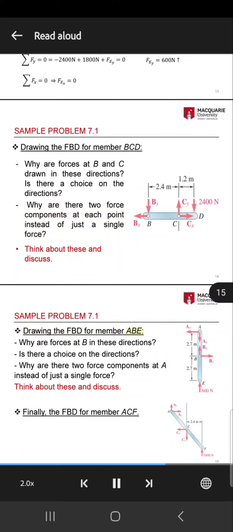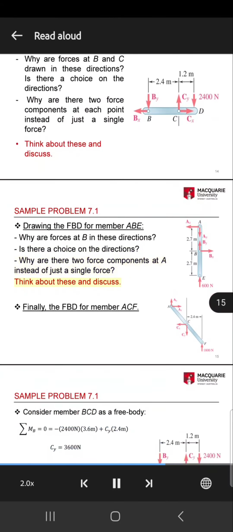Drawing the FBD for member BCD, and for member ACF: forces at B are drawn in these directions. Is there a choice on directions? Why are there two force components instead of just a single force? Think about this and discuss. Finally, the FBD for member ACF.